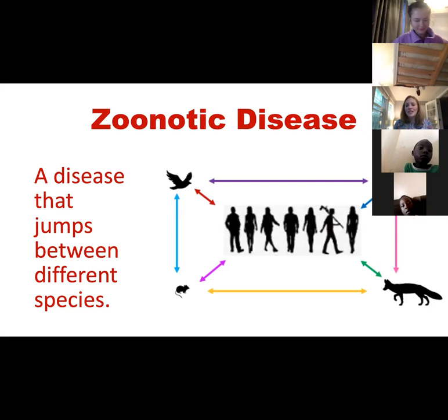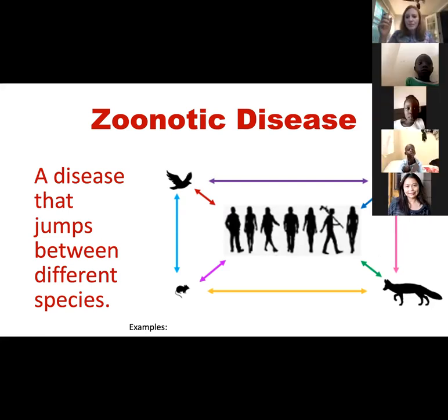So diseases can happen in plants, they can happen in animals, they can happen in us. And a zoonotic disease is a disease that can actually jump between different species. Okay, so we're going to talk about that a little bit more. A zoonotic disease. Examples. Can anybody guess an example of a disease that can be shared between people and another animal?